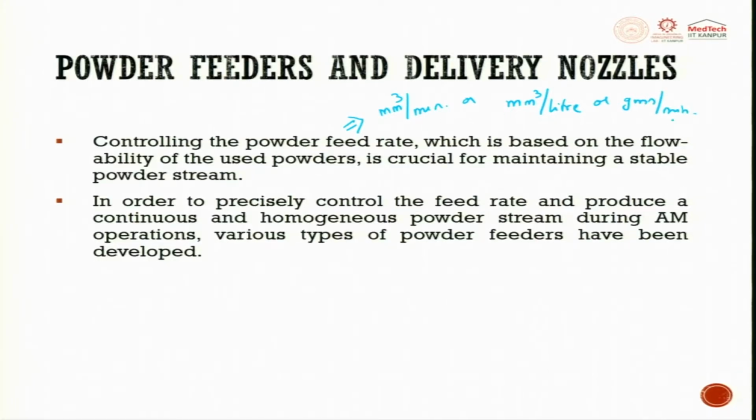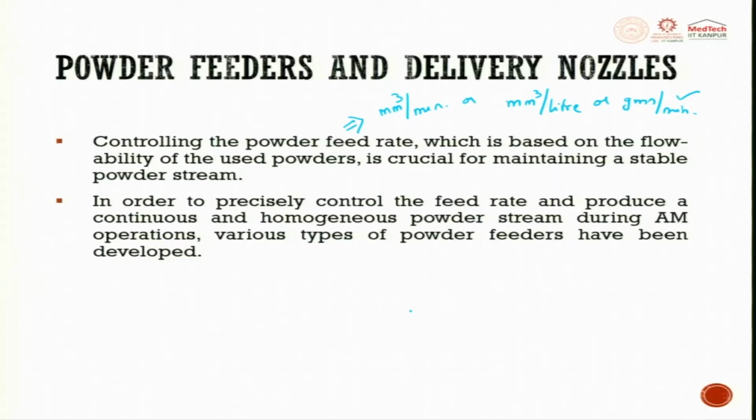So, all the three terminologies are used. Whenever we talk about powder, we use this grams per minute. So, controlling the powder feed rate, which is based on the flowability of the used powder, is crucial for maintaining a stable powder stream. When the powder is flowing, you cannot have a mute zone.